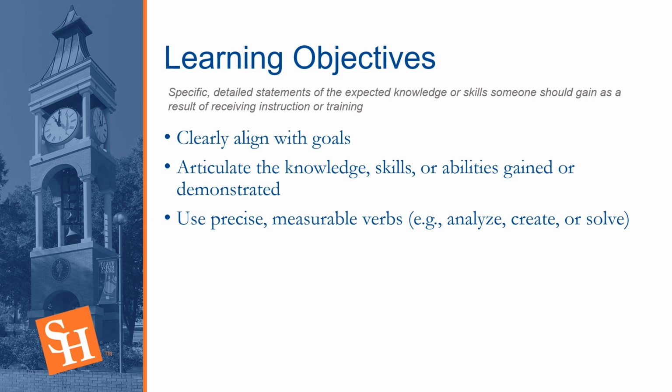Learning objectives are specific, detailed, measurable statements of the expected knowledge, skills, or abilities gained as a result of receiving instruction. These are required for all academic programs. Learning objectives should clearly align with goals, articulate the knowledge, skills, or abilities gained or demonstrated, and use precise, measurable verbs like analyze, create, or solve. There is no required number of objectives, but ideally, each goal should be supported by more than one.